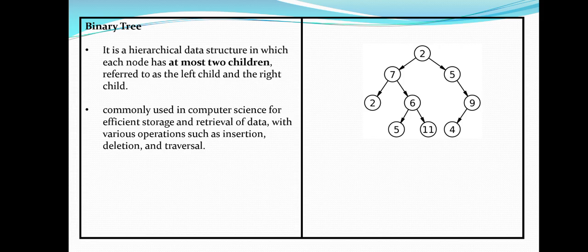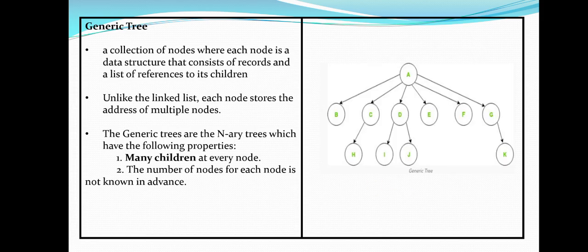Similarly, we can also see what is generic tree. A generic tree is a collection of nodes where each node is a data structure that consists of a record and a list of references to its children. Already we know linked list. A linked list is a collection of nodes in which each node consists of two parts: the first one is the data part and the second one is the address part. The data part contains the record and the address part contains the reference to the next node.